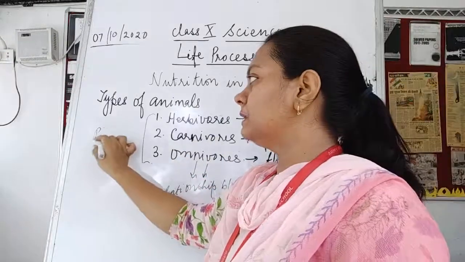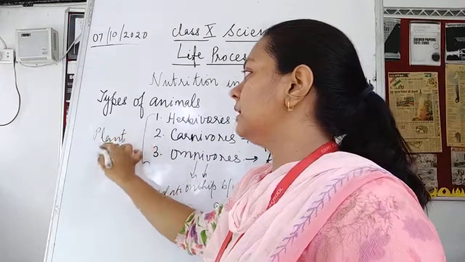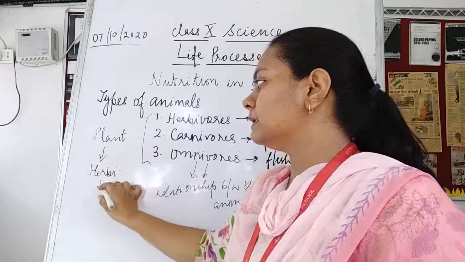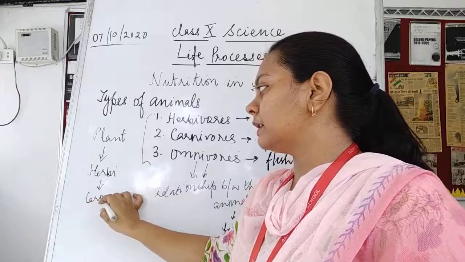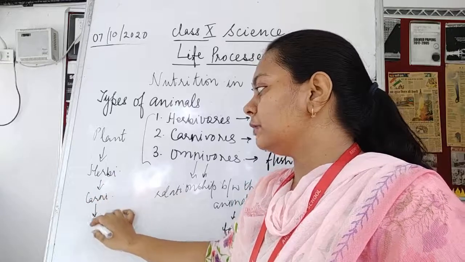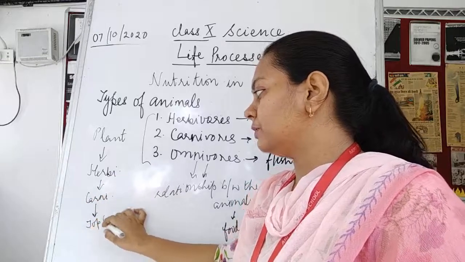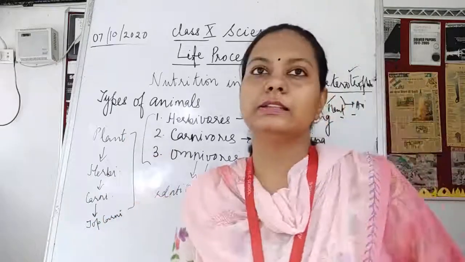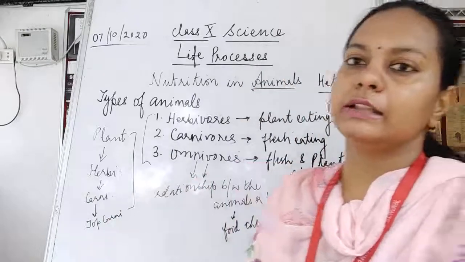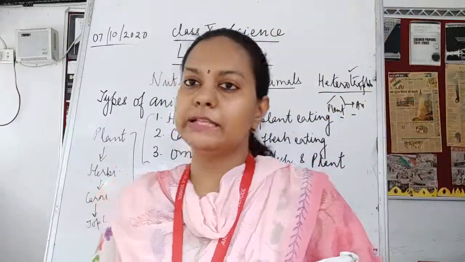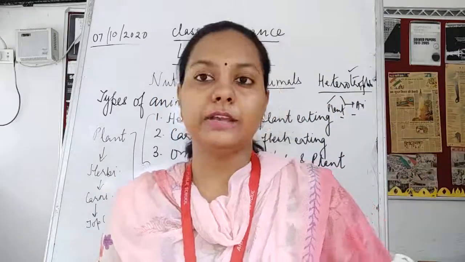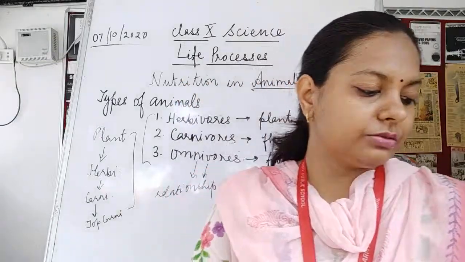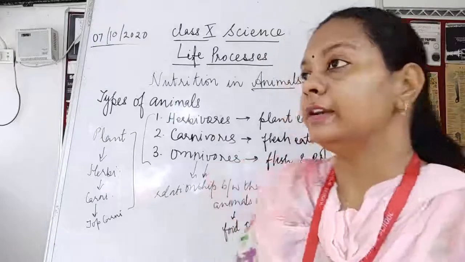We start with plants. Plants are eaten up by the herbivorous animals. Then the herbivorous animal is eaten up by the carnivorous animal. This carnivorous animal is eaten up by top carnivores. So we can see that there is a relationship between these plants and the animals, which could be studied under the food chain. Now we will be studying how the energy is getting transferred.